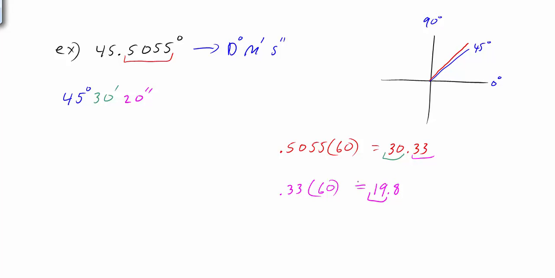In other words, we're going to ignore the decimal because really at this point we've gotten extremely small, because remember, this 20 seconds we're looking at is part of the degree, which is a minute, and then part of that minute, which is a second. So therefore we have the 45 degrees, 30 minutes, and 20 seconds. Okay, so that's how we can change any degree in terms of decimal into degrees, minutes, and seconds.